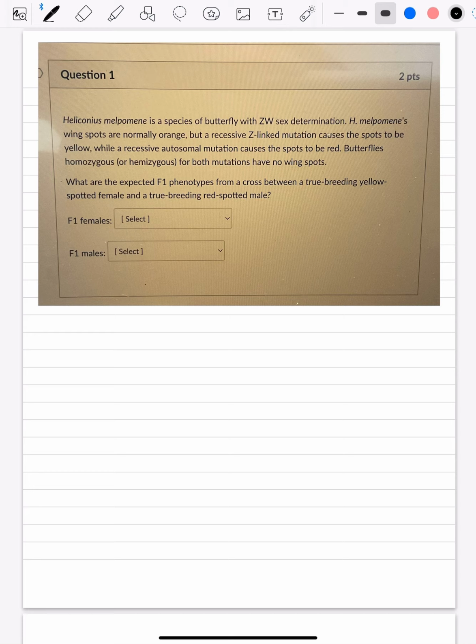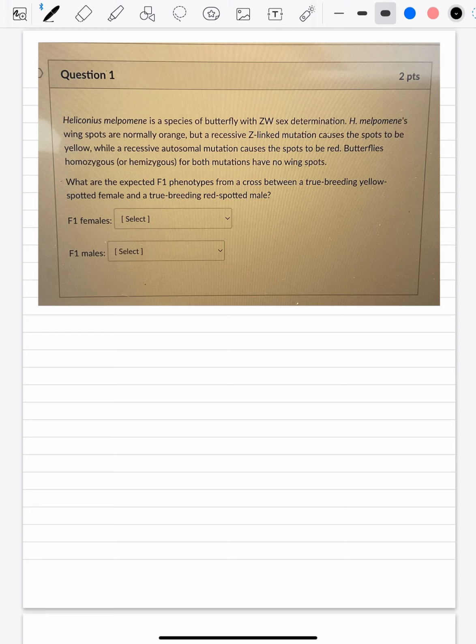We have the regular Z, which is dominant, and it produces an orange color. We have Z^Y, which produces a yellow color, and it is recessive. So let's say we had a male with the genotype Z Z^Y. The phenotype he will express is orange, because he has at least one Z that does not have a mutation and has the dominant orange color.